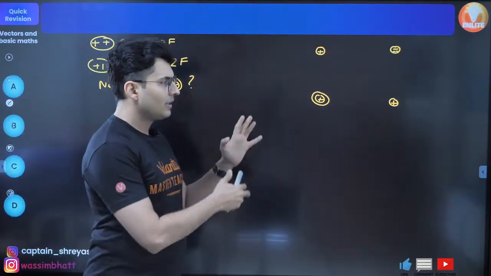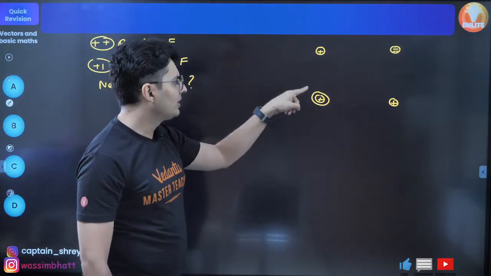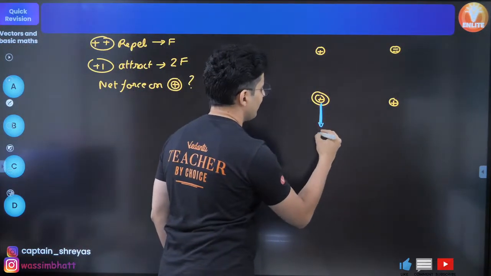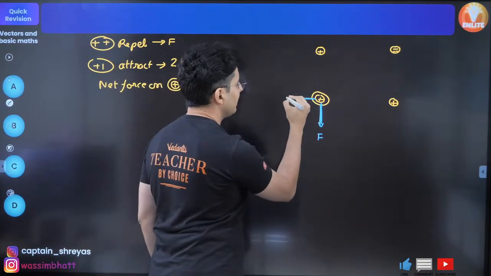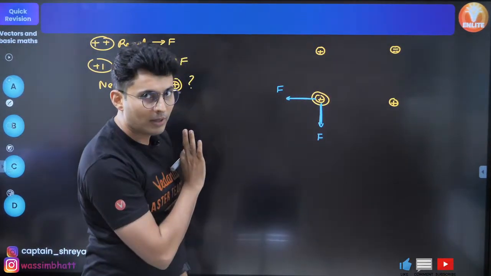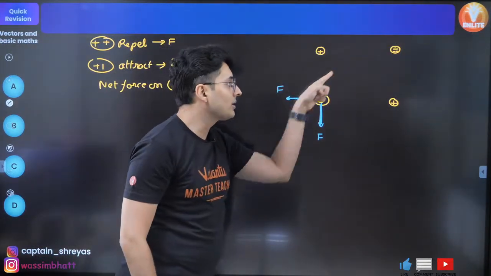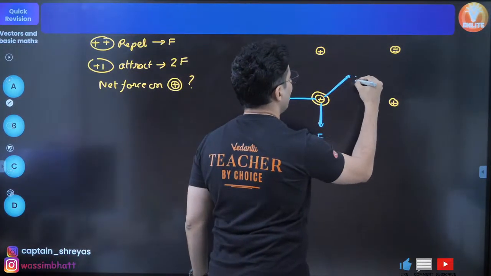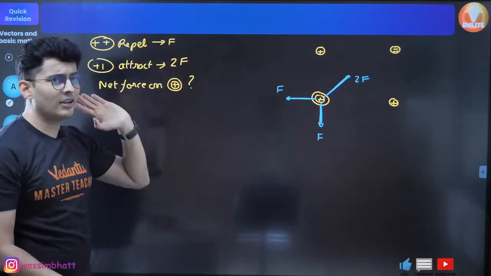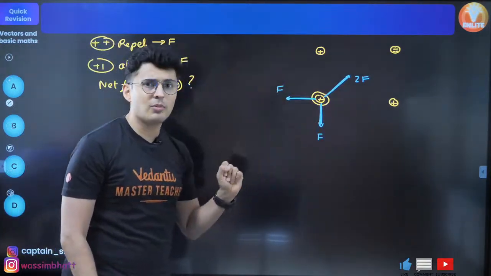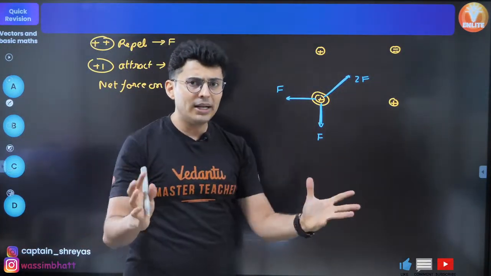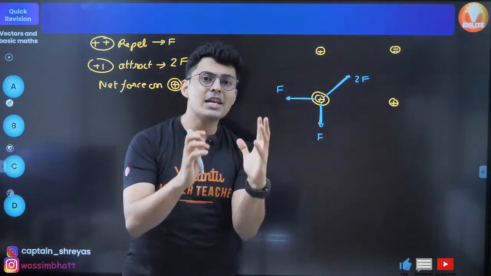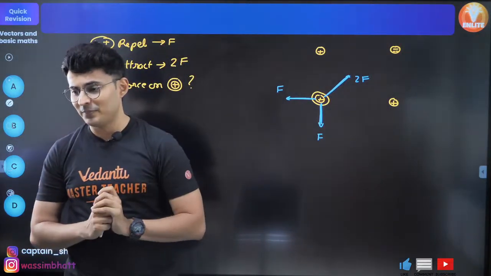So let's solve this question. Very easy. Positive, positive, positive, positive, repel. So this positive will create a repulsive force here, F. This positive will create a repulsive force here, F. Got it, my warriors? Now this positive and negative will attract. So there will be an attractive force like this, and that is given by 2F as per the question. Now when you want to solve such a problem, you can do it together, or you can split it into components, or take it one pair at a time.